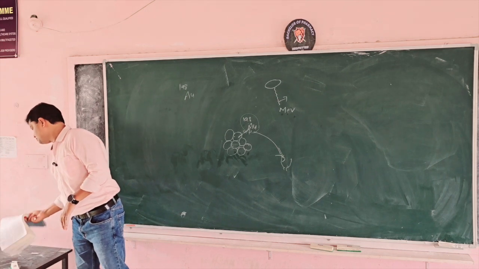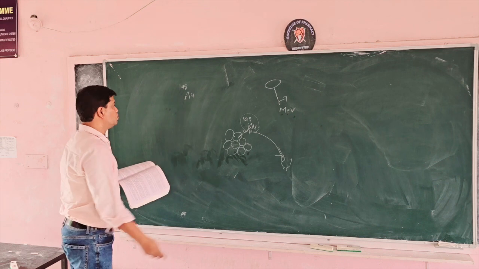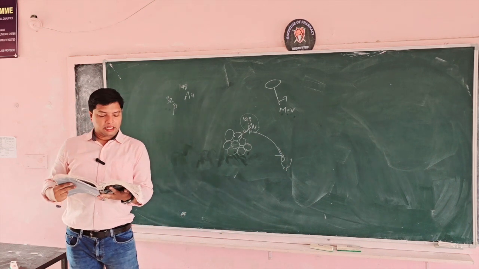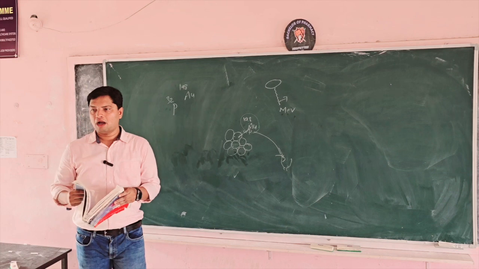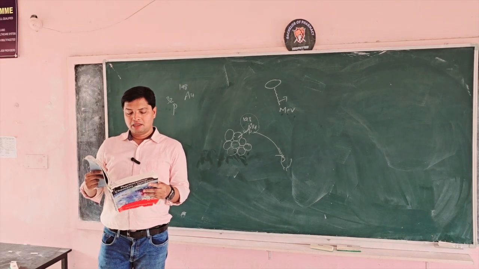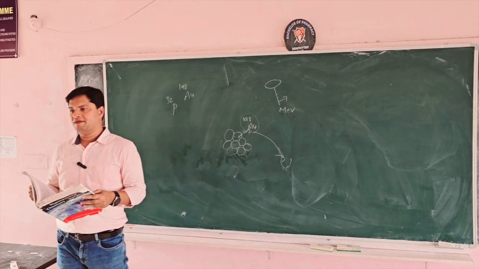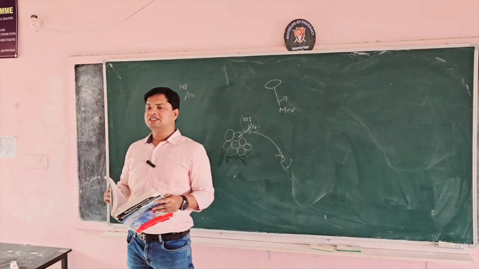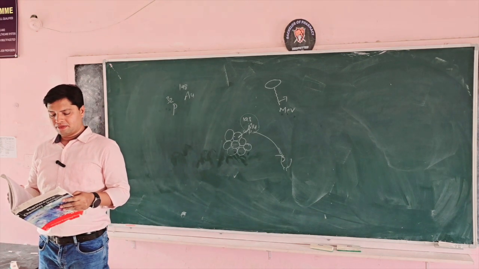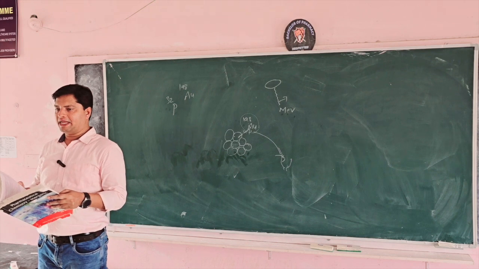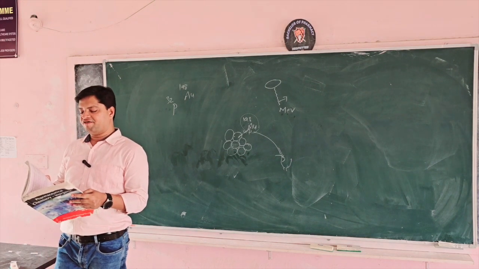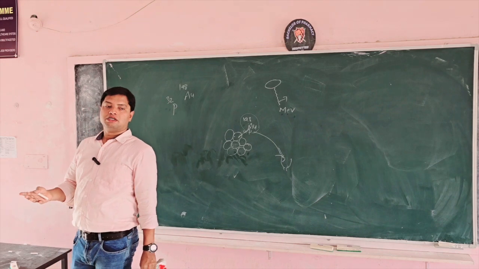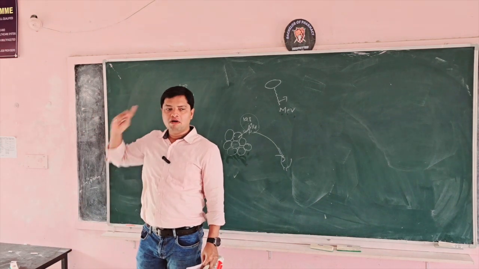Next one, phosphorus 32 is used in polycythemia to decrease the rate of formation of erythrocytes. Polycythemia means more erythrocytes are found. Poly means more. So I want to decrease the formation of erythrocytes, I will give phosphorus.